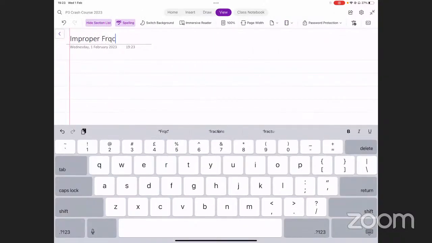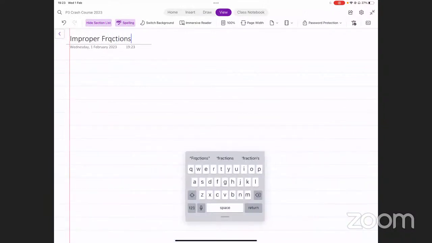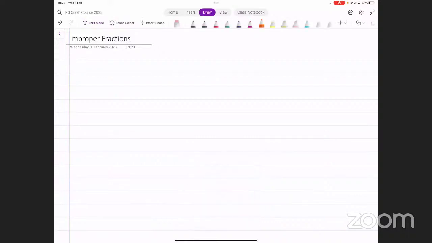Improper fractions. Now, first of all, we need to understand what improper fractions mean when you have polynomials. In polynomials, what exactly do they mean? Remember what it used to be for numbers? What used to be called proper fractions?